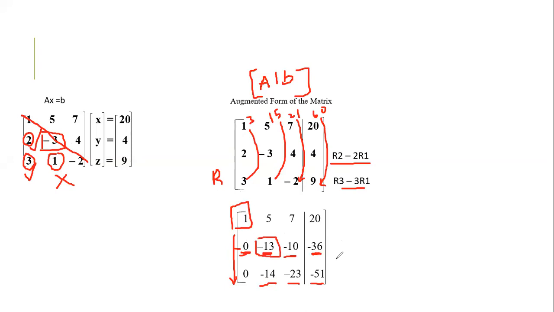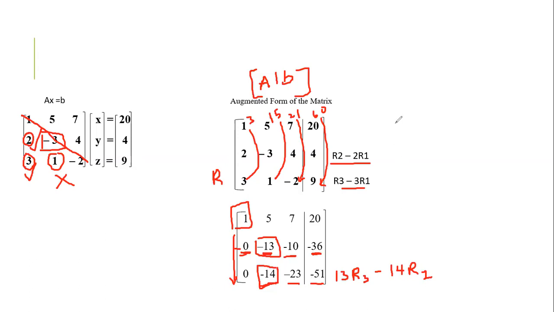So we are going to use this negative 13 to transform 14 to what? 0. So the question is, how can we do that? One way of doing that is to multiply this row by what? 13. Okay, so we can have 13 times of row 3 minus 14 times of row 2.